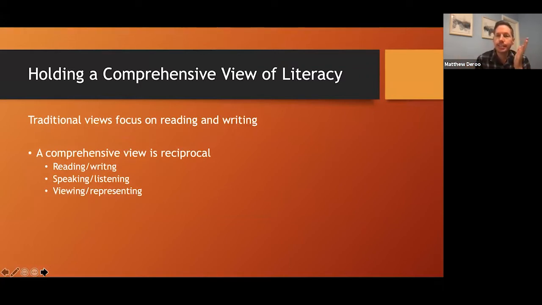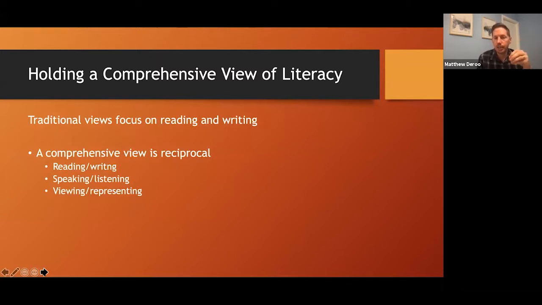And then, of course, in the digital era, we must pay attention to viewing of texts or digital resources and representations, right? So what does the web page look like? What are the hyperlinks? What are the organizational patterns? Is the representation graphical? Is it audio plus video plus moving image? Is it still image? Is it a podcast, right? So when we hold a comprehensive view of literacy, we move beyond former understandings of just a focus on reading and writing, and we focus on how these integrated skills all support students' meaning making.